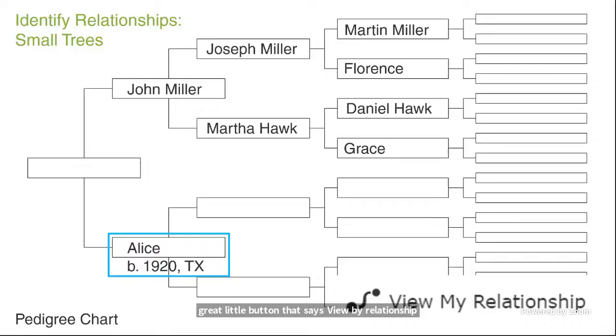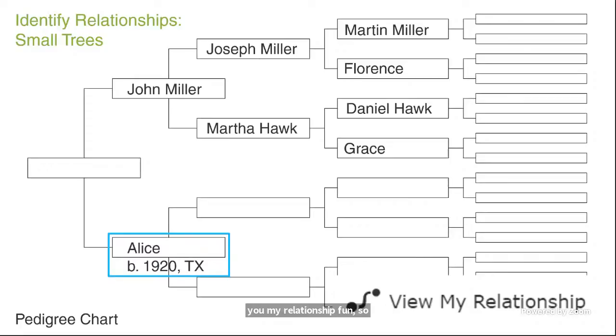which is going to help me see how I'm related to Alice. Because it's a big one-world tree, they can do that on FamilySearch family tree. Ancestry trees are separate, so they can't do that, which means both have strengths and weaknesses. But I do love that view my relationship button.